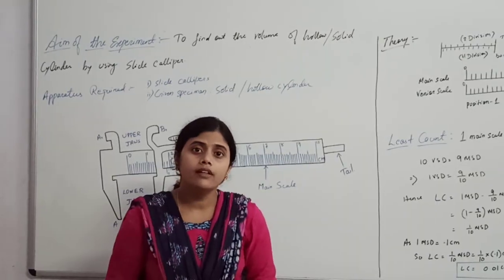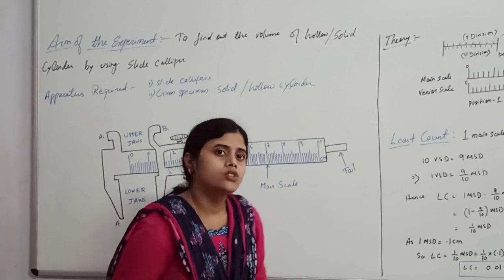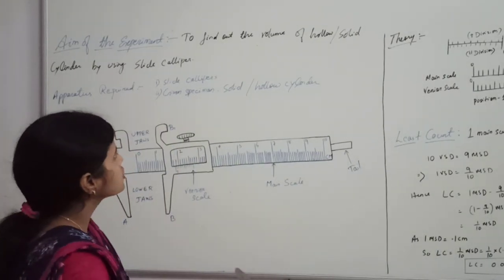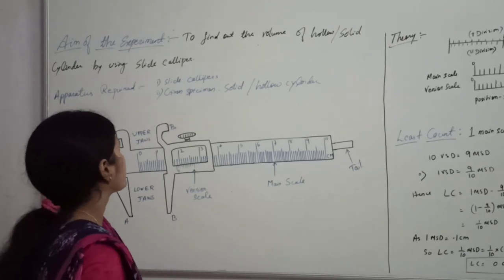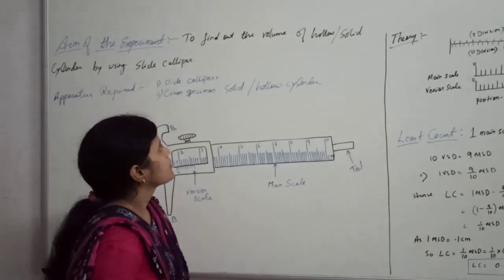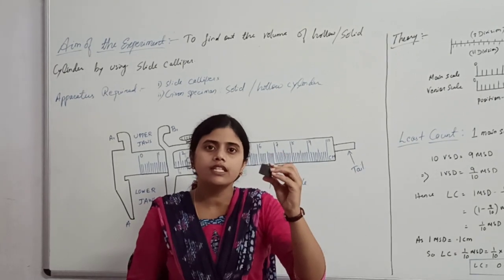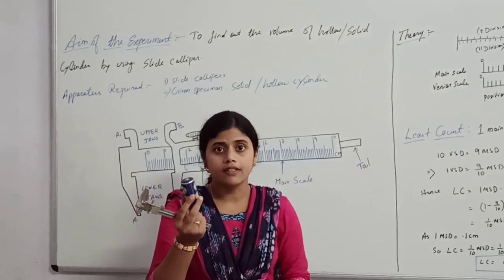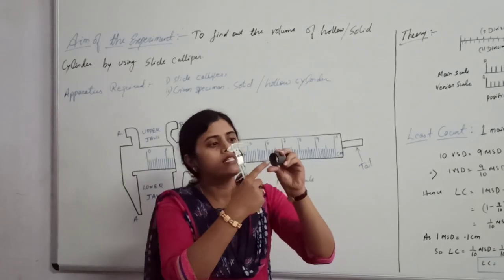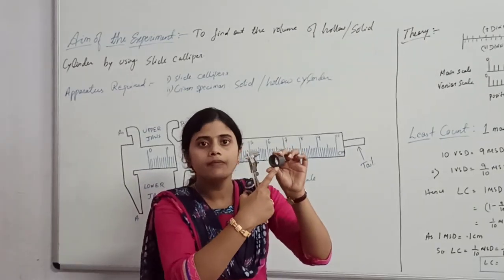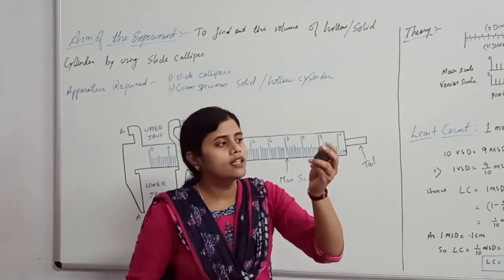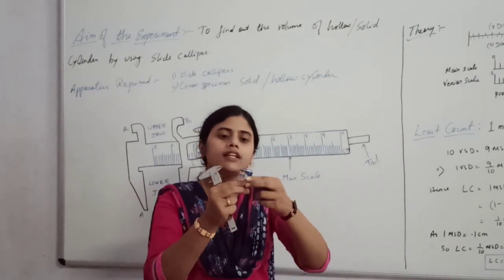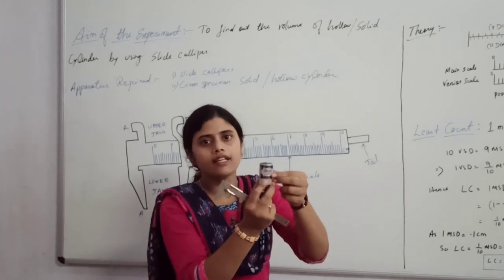So the experiment starts with the aim. So here the aim is to find out the volume of a hollow or solid cylinder using slide caliper. So you can see this is a hollow cylinder and this battery can be treated as a solid cylinder. It has got its internal diameter, then external diameter, then it has got some height, and this solid cylinder is having its height and external diameter.